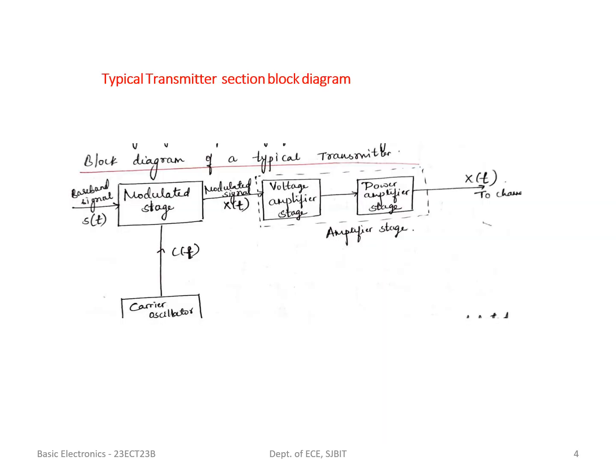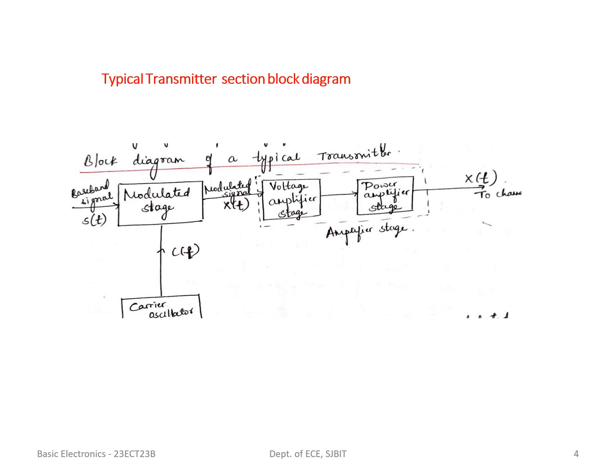This is the block diagram of the transmitter. The input to the transmitter is the baseband signal. Let S of t be the baseband signal applied to the modulator stage, as shown in the figure. Here, to translate it from low frequency to high frequency spectrum, S of t is superimposed upon the high frequency carrier signal, that is C of t, which is generated by the high frequency carrier oscillator. The output of the modulator stage is called the modulated signal, that is X of t.